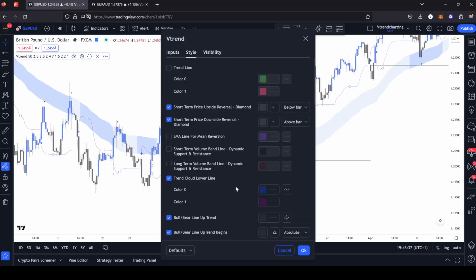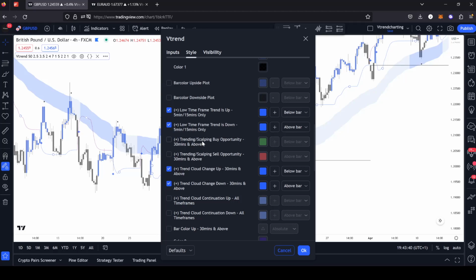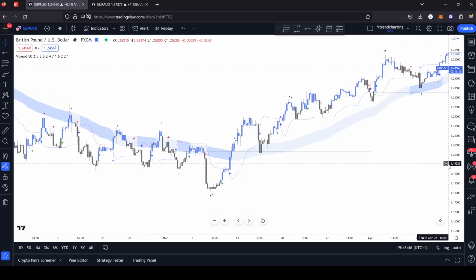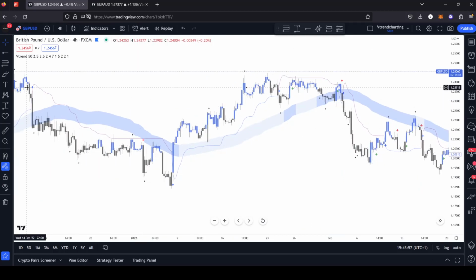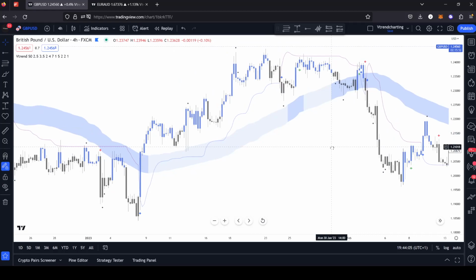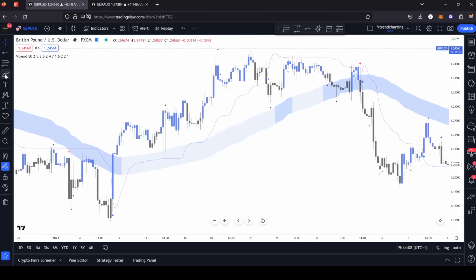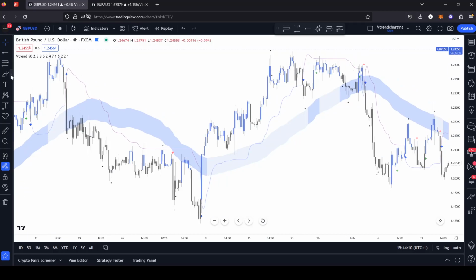And of course I didn't turn on the trending scalping buy sell opportunities alongside. So I know on this particular pair for this particular time frame it looks a bit more noisy, but the trend cloud line is designed to help us with that alongside the blue volume band line to give us accurate trend information. So you can see here we have almost like a double, triple confirmation that price is going to come down.